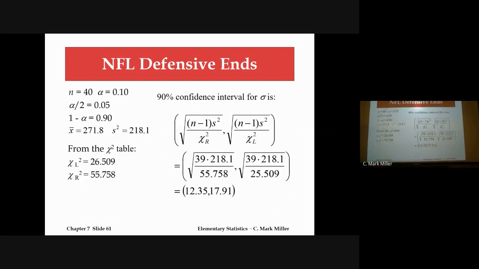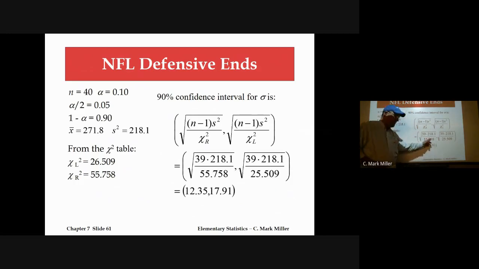And you do some calculating. These are our formulas, which you will have. You have those formulas. 39 is n minus 1. This is n minus 1 right here. This is 218.1, my sample variance. Okay? Sample variance. And then down here are my two chi-squared values.